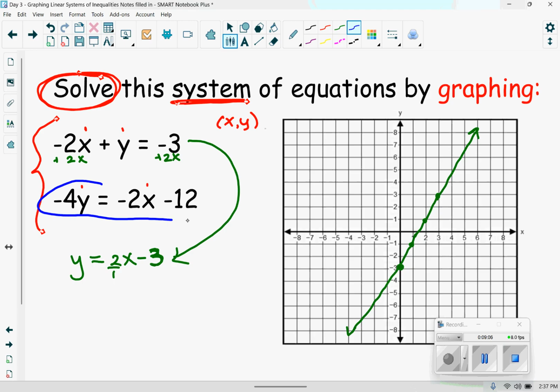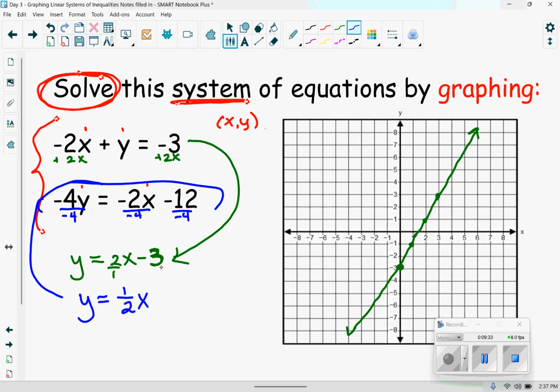Now I'm going to look at this second equation, and let's put it in y equals mx plus b too. It's pretty close to that. I just need to divide everything by -4 so it'll be a plain y there. That's going to give me a positive y equals, negative over a negative is going to be a positive, and 2/4 reduces to a half. Then -12 over -4 will give me a +3. So again, now it's in y equals mx plus b.